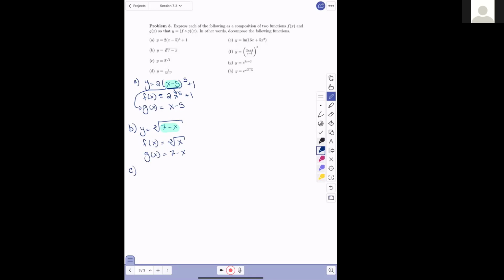All right, next we're going to move to problem C. Problem C, we have y equals 2 to the power square root of 2. Can someone tell me what they think my inside function is? The square root of 2? Good, it's going to be the square root of 2. All right, so then my f of x is equal to 2 to the power x, and then my g of x is equal to the square root of 2. Any questions on that one?